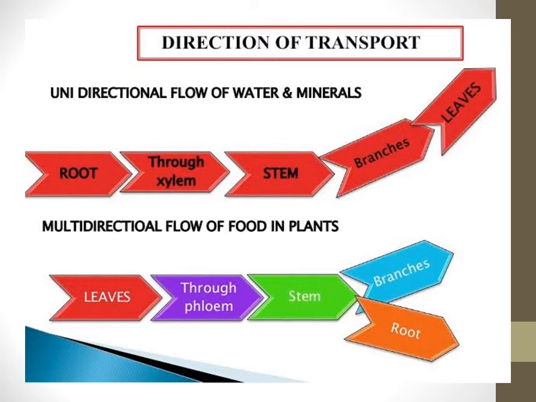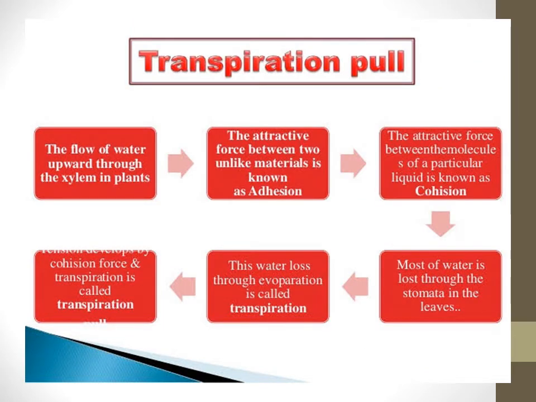So let's move to understand what is transpirational pull, what is ascent of sap, and what is cohesion tension theory. First of all, I will be telling you something about transpirational pull by means of a flow chart. So the flow of water upward through the xylem in the plant. This is the first step. So what do we want? We want that water should be rising up the plant.